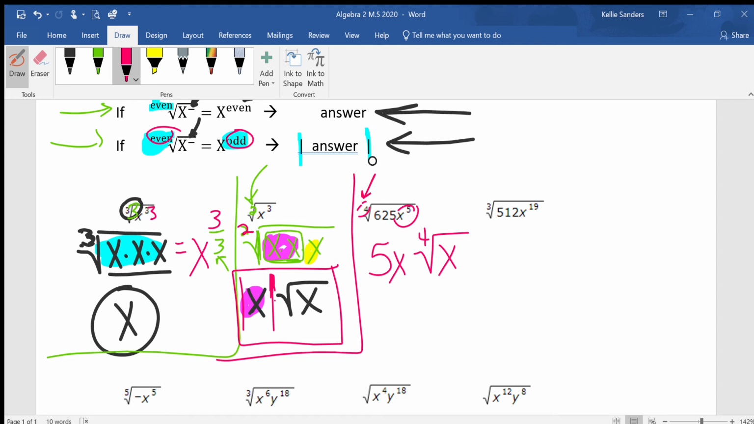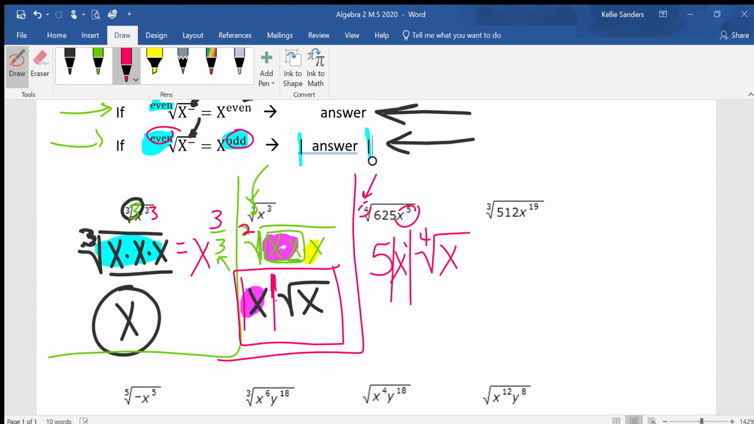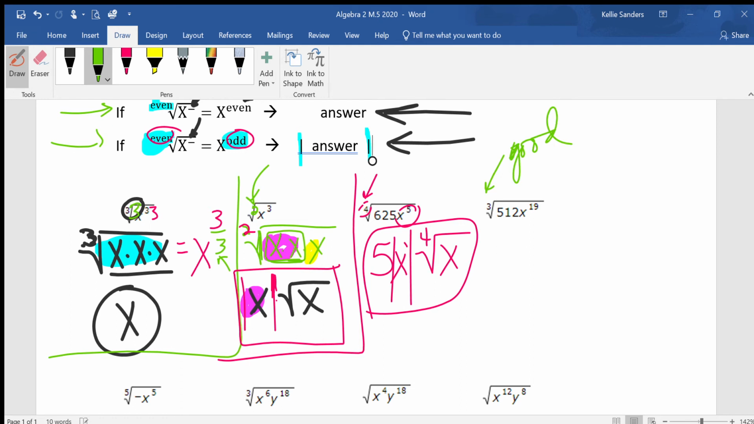Since this is even and this is odd, we have to put absolute value signs in that. This is odd, so this is good. So we don't have to worry about anything besides just doing the cube root of 512. That's 8.